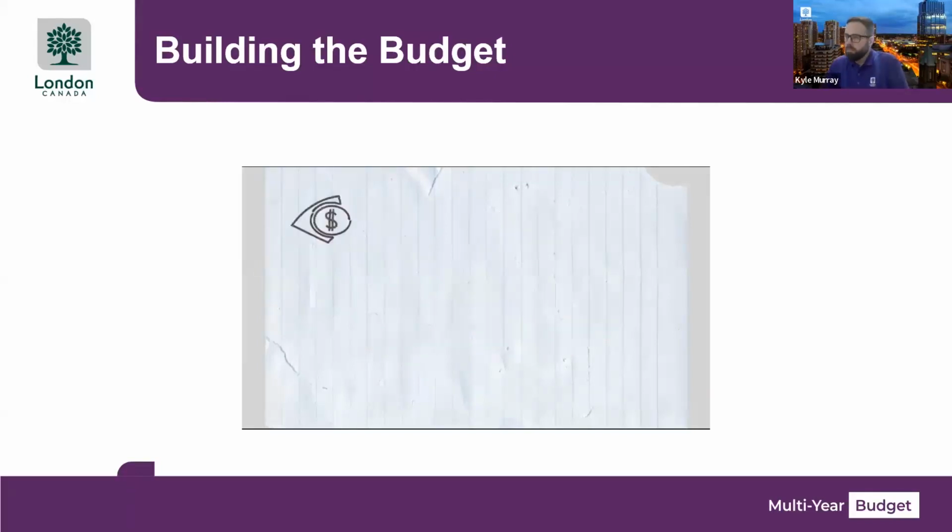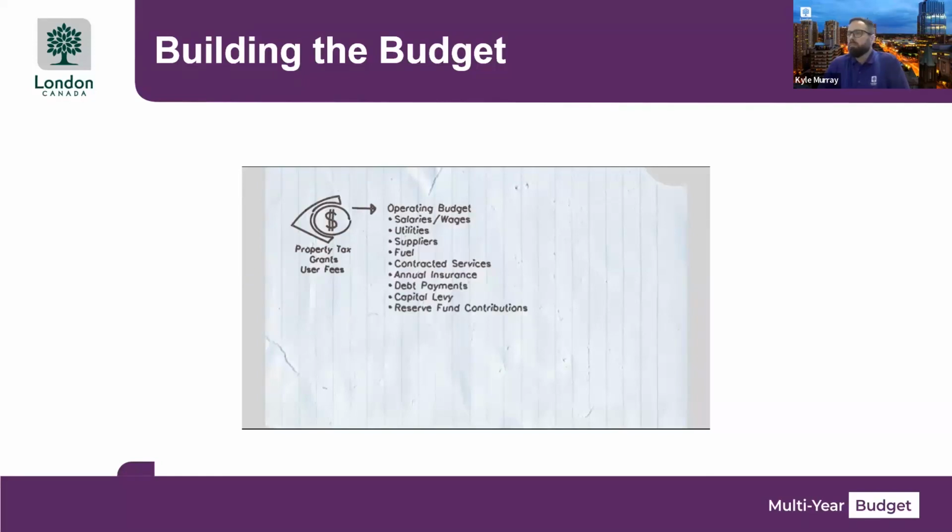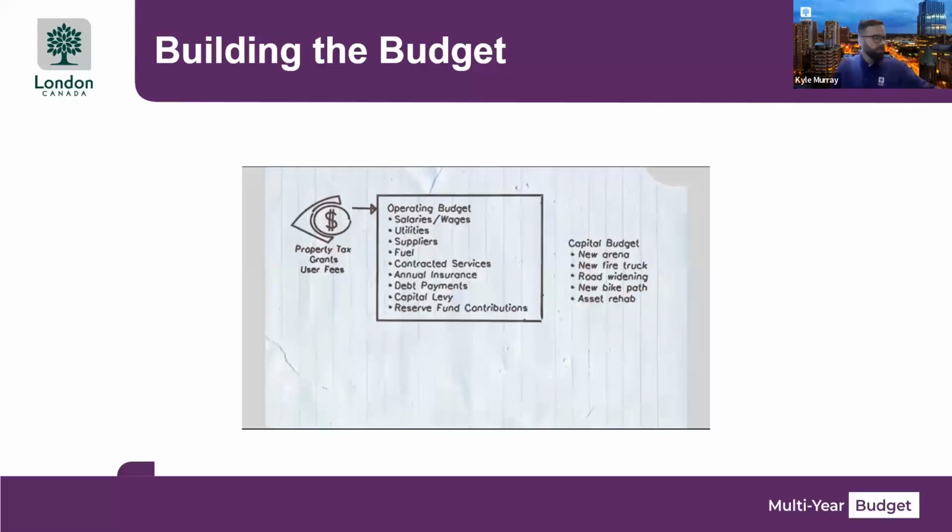So, now we've learned what a budget is, how cities collect money, and how they spend it. Now let's take a look at how these pieces work together. Money comes in through property taxes, grants and subsidies, and user fees. The money collected is required for both the operating and capital budget. We've already talked about the operating budget, including day-to-day expenses, but it also includes money for funding capital budgets. The capital budget pays for all the new big investments or the rehabilitation of current assets under the city's control.